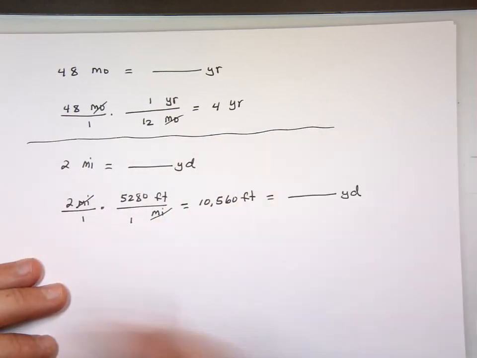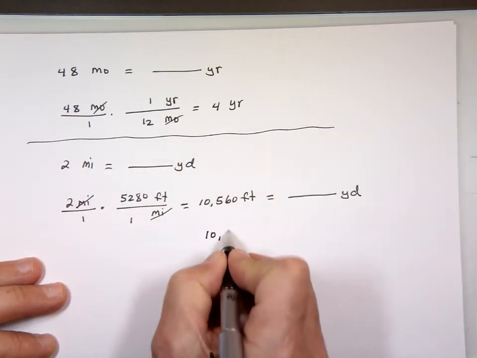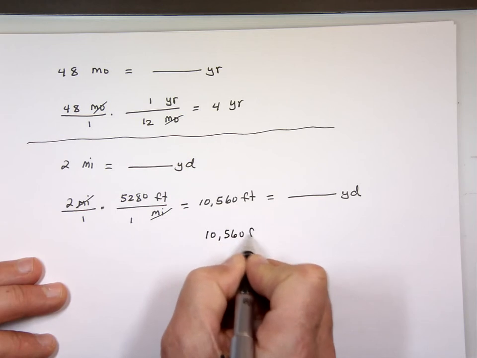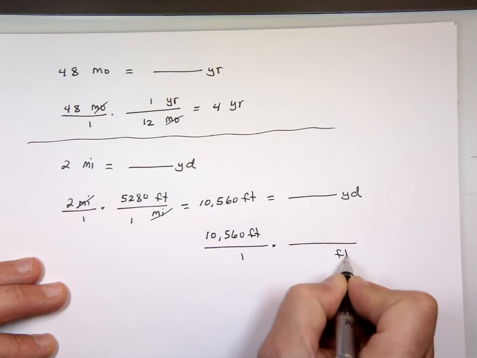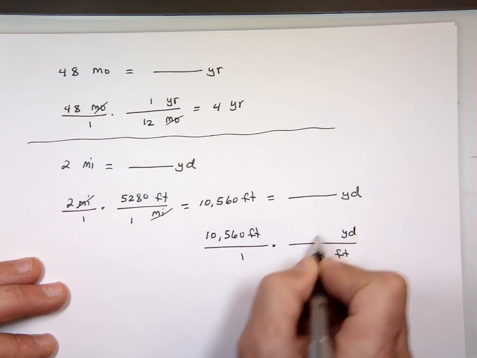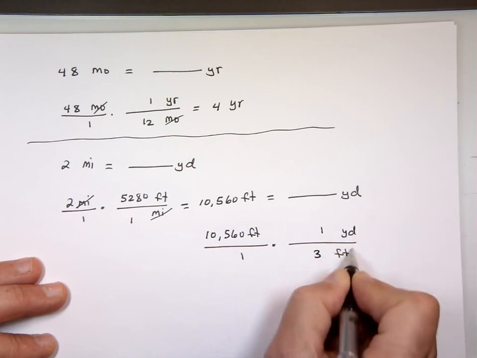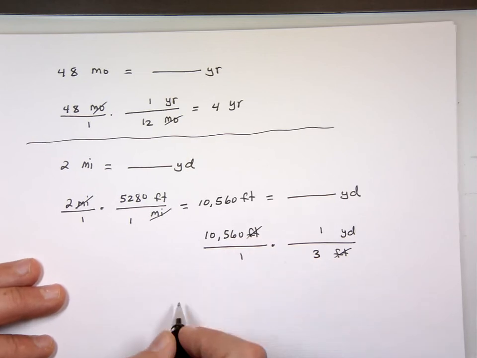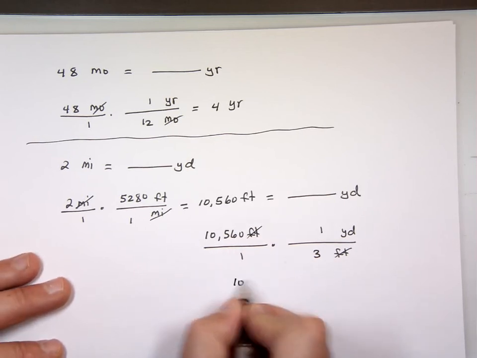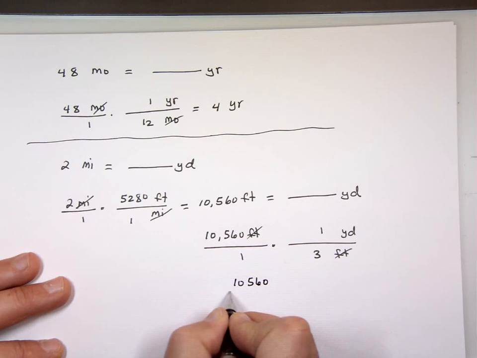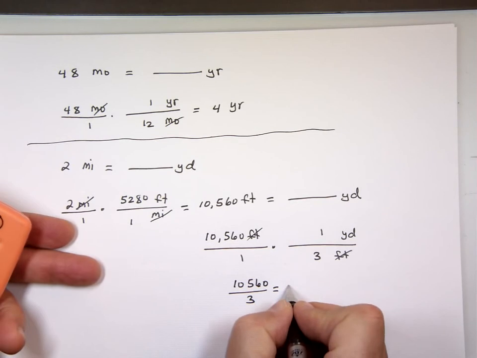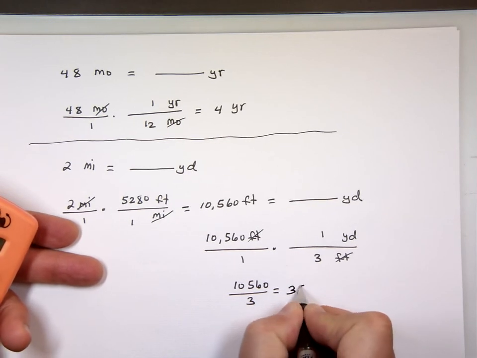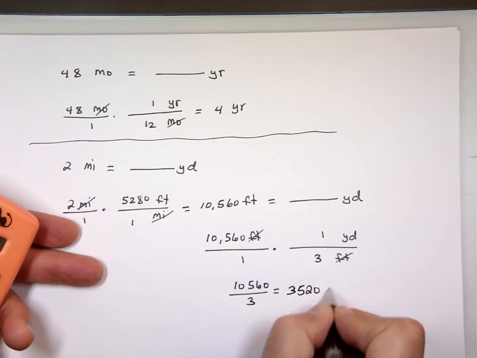So now we go 10,560 feet over 1 times. I want feet on the bottom, yards on the top. 1 yard is what? 3 feet? That's 10,560 divided by 3. What is it? 3,520 yards, according to Jamie.